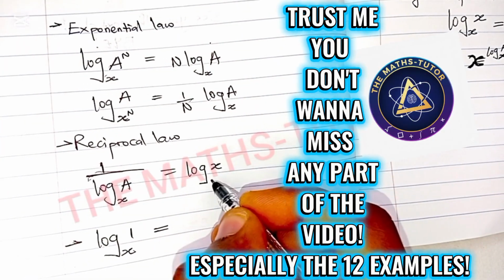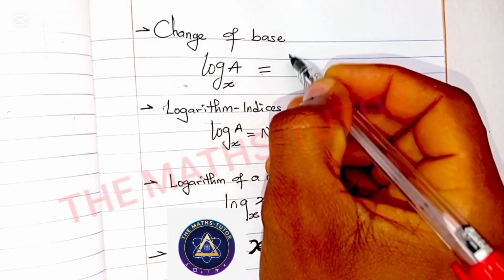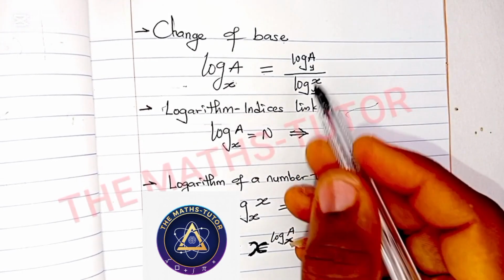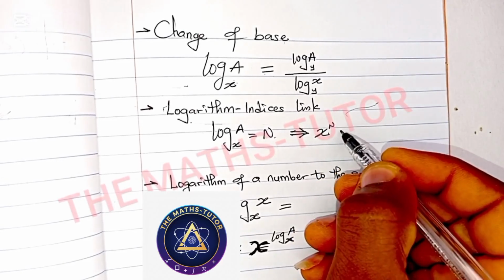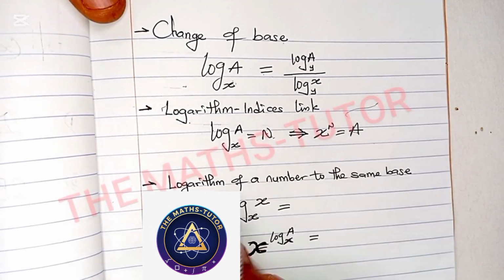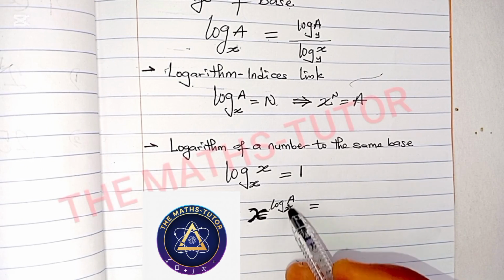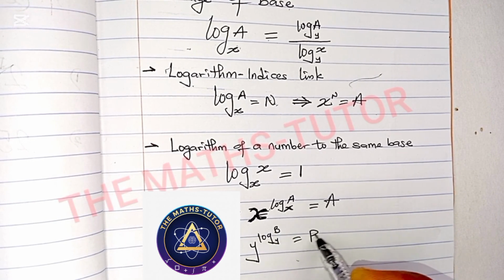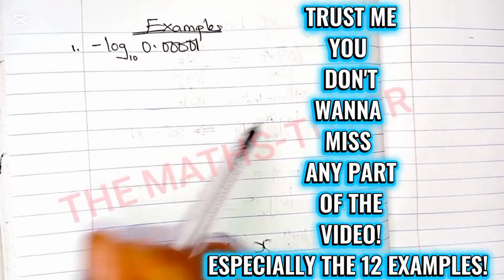And when you have an inverse, it changes the base of that log. Of course, the logarithm of 1 to any base is 0. And change of base is you finding a base that is very common to both sides. And let's see the link between logarithm and indices as we have seen below. Log a to the base of x equals n means x raised to n equals a. And the logarithm of a number to itself is equal to 1. And when a number is raised to the logarithm of its own base, it is equal to a, the number itself. So there we have it.